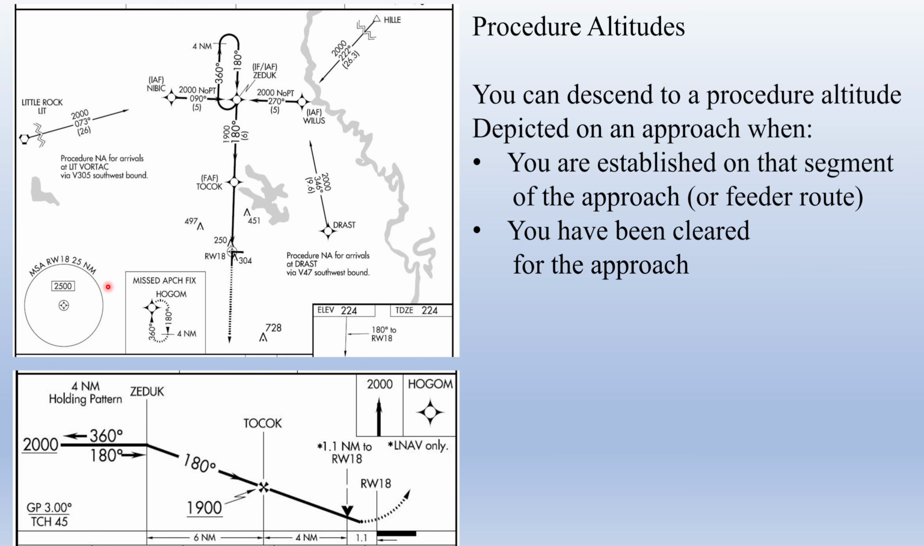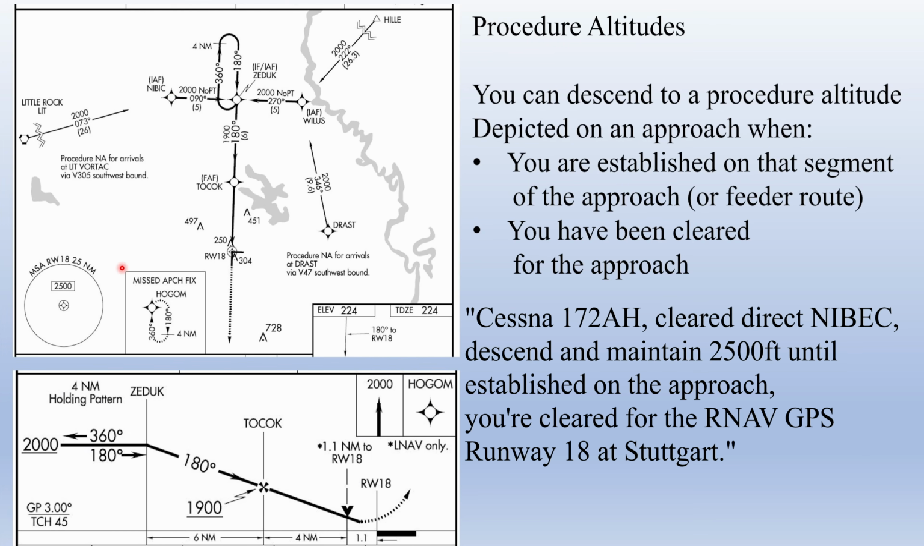So let's assume that we get the following clearance. We've loaded up the approach and it's standing by. We just need to activate it. We're going to go in on NIBAC as our initial approach fix. So ATC calls up and they say, "Cessna 172 Alpha Hotel, you're cleared direct to NIBAC. Descend and maintain 2,500 feet until established on the approach. You're cleared for the RNAV GPS runway 18."